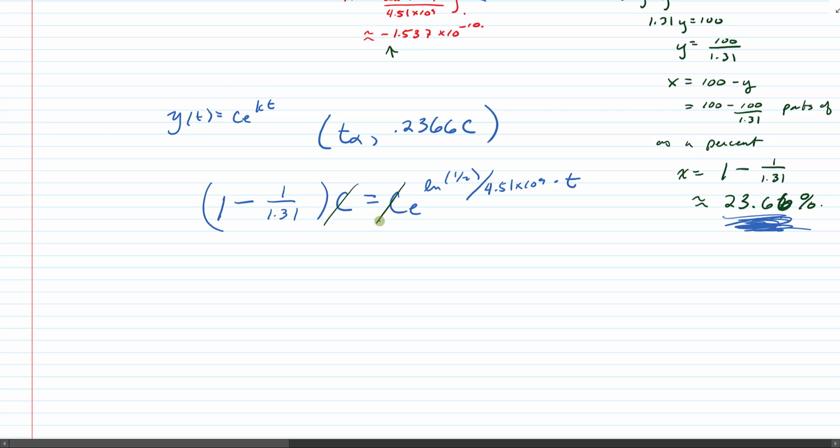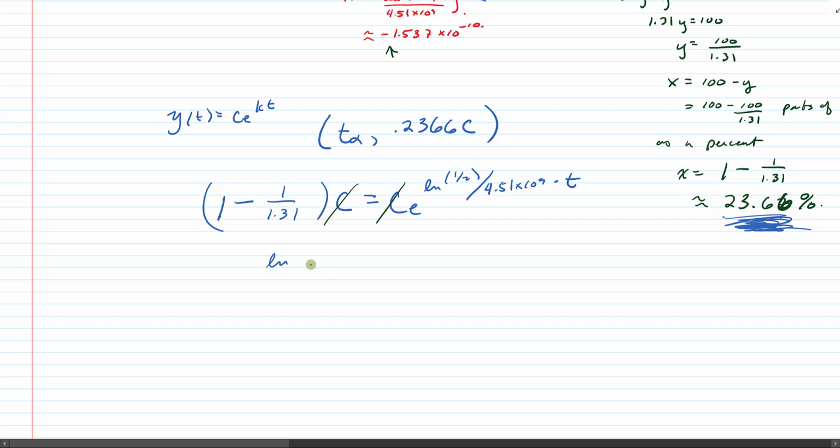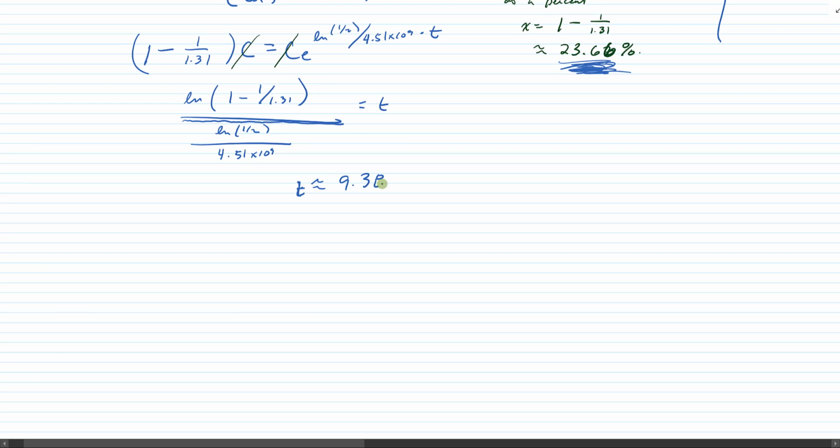So our c's cancel, as they always do, and then we'll take the natural log of both sides. So I get the natural log of 1 minus 1 over 1.31 divided by my k value, which is the natural log of a half divided by 4.51 times 10 to the 9th, and let's be careful, division isn't associative, so that's the bigger one, and that needs to equal time there. And so now we can go ahead and actually compute time, and when I crunch this in the calculator, I get t is approximately 9.38 times 10 to the 9th years old.